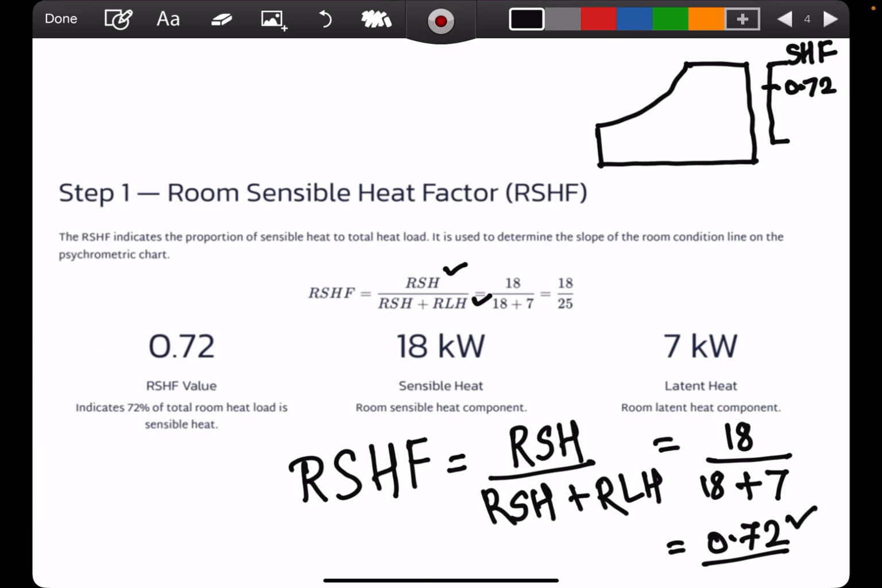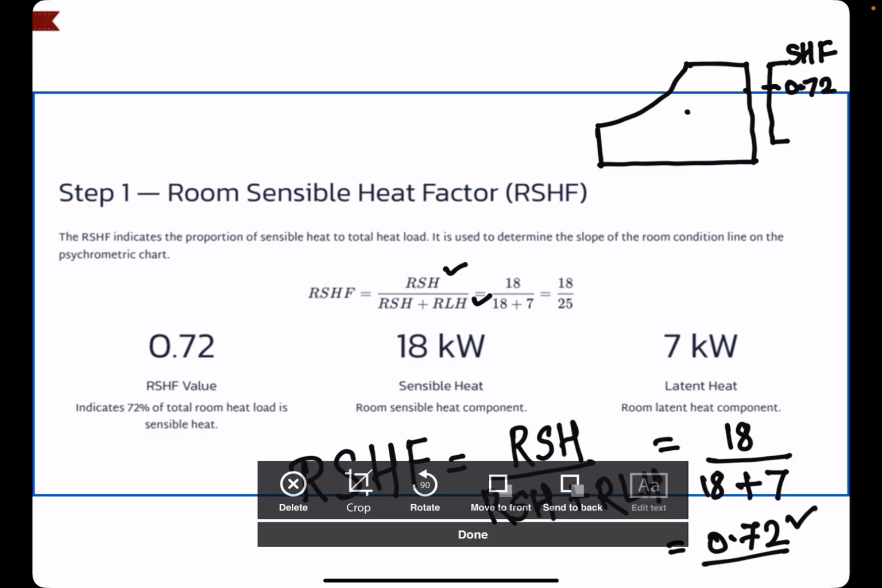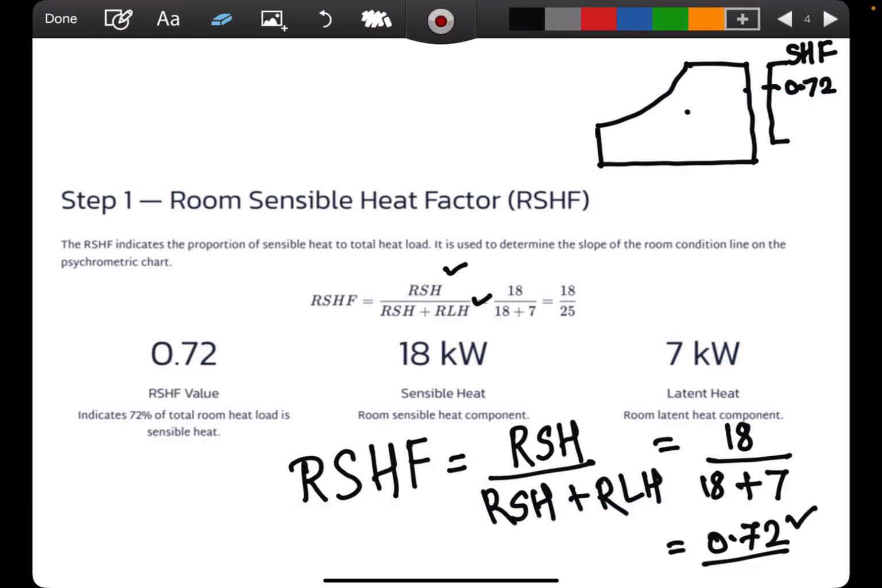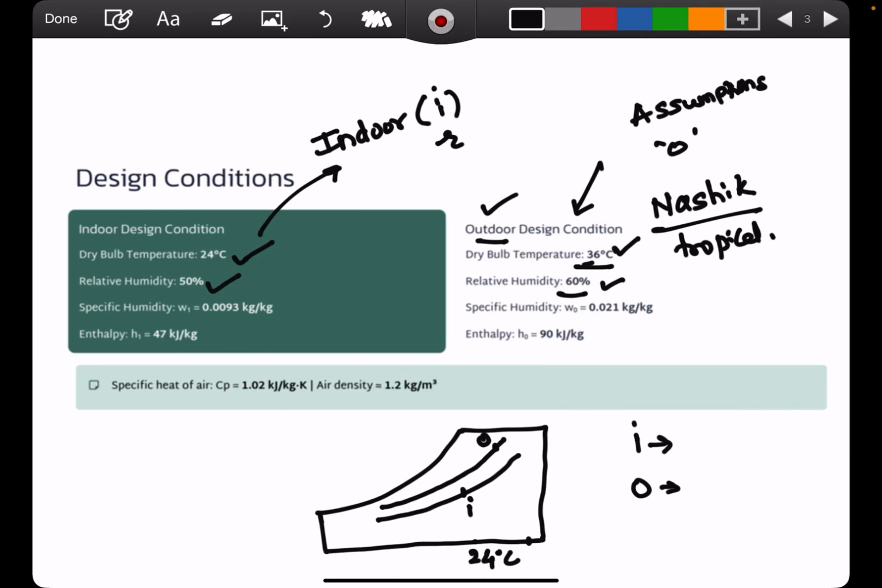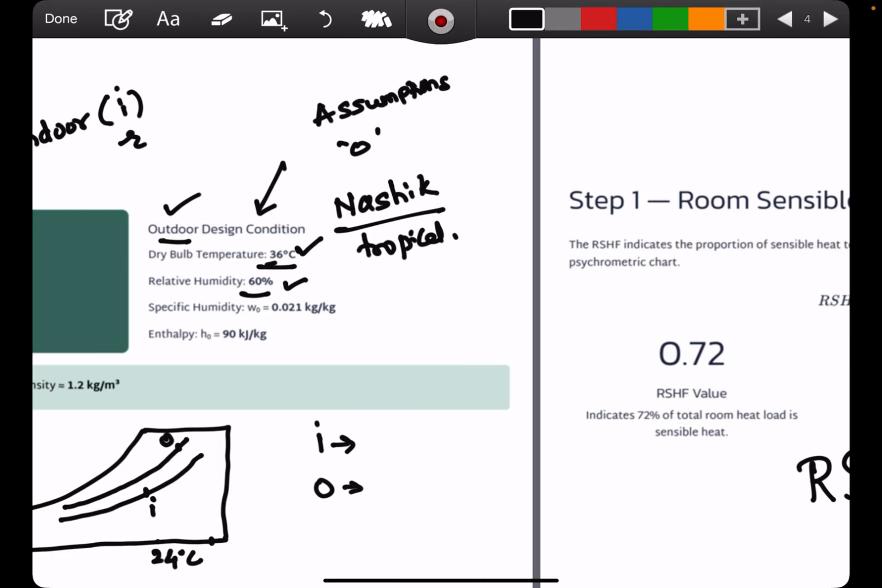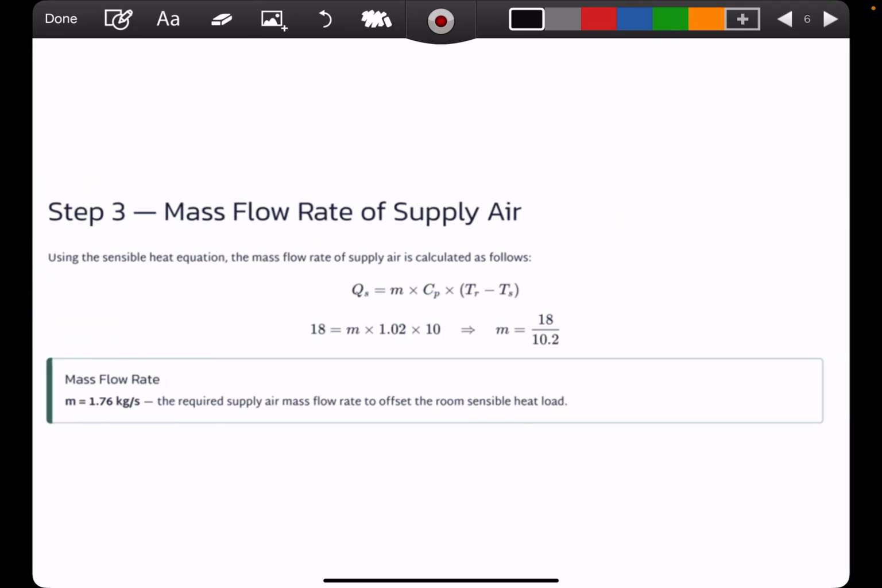So now let's look at this, that you have the room sensible heat factor, which is I, and you have plotted O. You have also calculated the sensible heat factor 0.72, right? Now you need to be sure about what is the quantity of air which needs to be supplied to the AC apparatus.